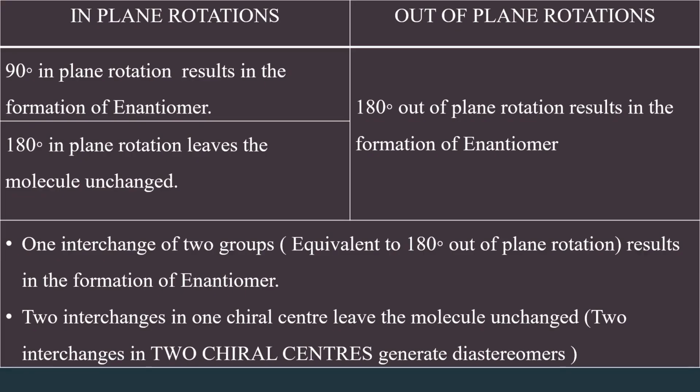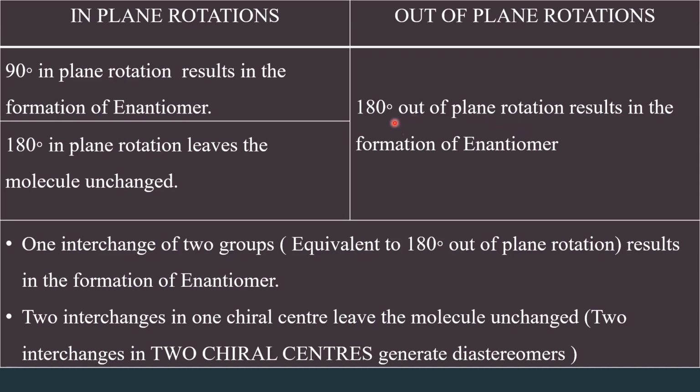Now, let me consolidate the points I have discussed about the in-plane and out-of-plane rotations. The 90-degree in-plane rotation of a Fischer projection results in the inversion of configuration. It results in the formation of its enantiomer, whereas 180-degree in-plane rotation leaves the molecule unchanged. There is retention of configuration when there is 180-degree in-plane rotation.